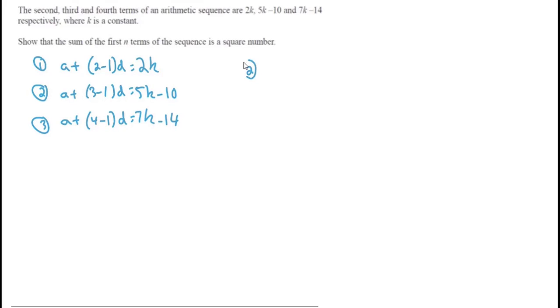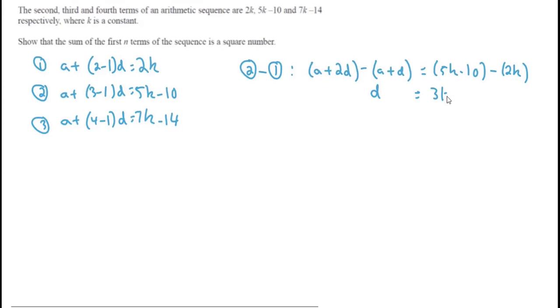If we were to do equation 2 minus equation 1, we would have a plus, now 3 minus 1 is 2, so a plus 2d, minus a plus d, because 2 minus 1 is 1. So here a minus a is going to be nothing, 2d minus d is d. On the other side of the equals sign, you end up with 5k minus 10 minus 2k. Well, 5k minus 2k is 3k, and then that's just minus 10. So d is 3k minus 10.